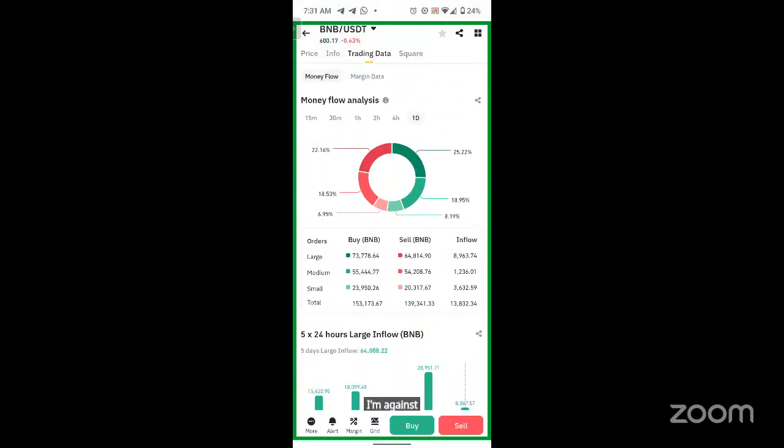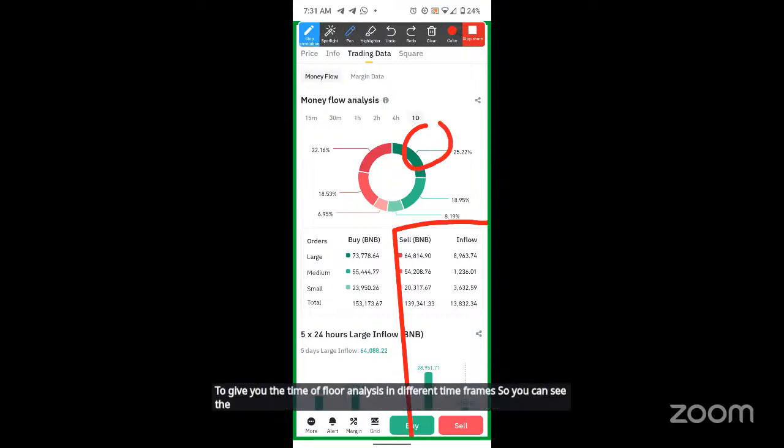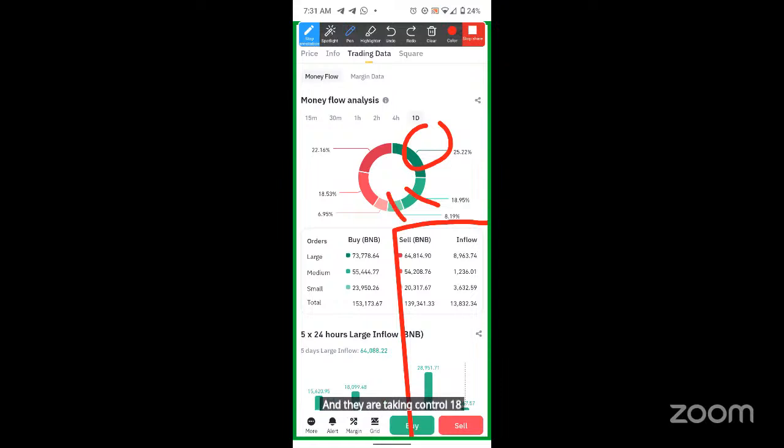Now here it will give you the trading data. It will give you the money flow analysis in different time frames. It will give you the time flow analysis in different time frames. So you can see the buyers in one day, they are taking control 25%, they are taking control 18%, they are taking control 8.6. So this is 22, this is 18, this is 6.